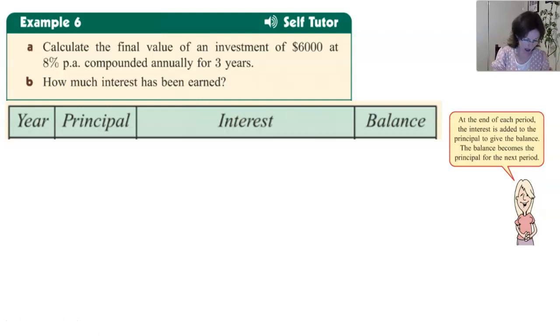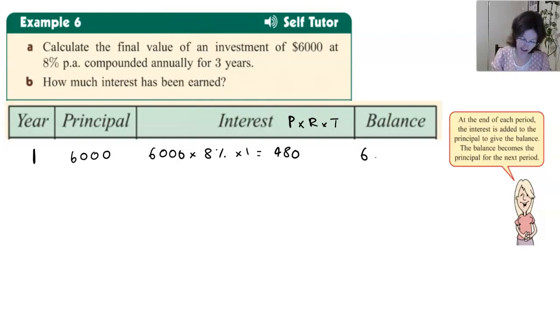So we're writing year 1. The principal amount is that $6,000 to start with. Our interest is the P times by R times by T, so it's that simple interest formula. Take our $6,000, multiply it by our 8% for our 1 year, and our answer for that is $480. And so our balance at the end of the first year is $6,480.